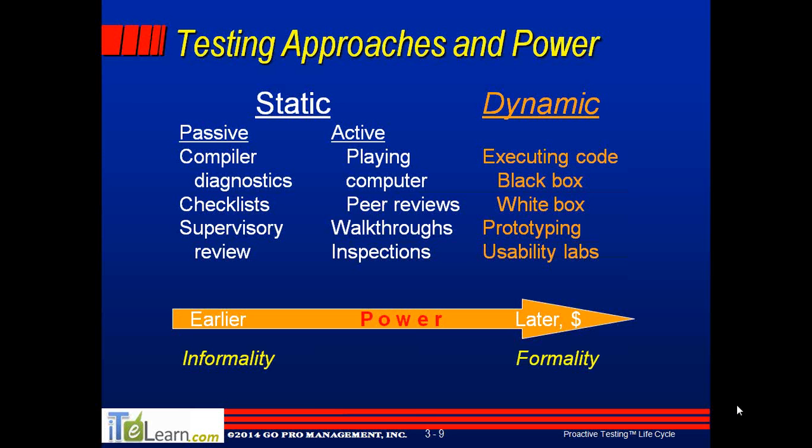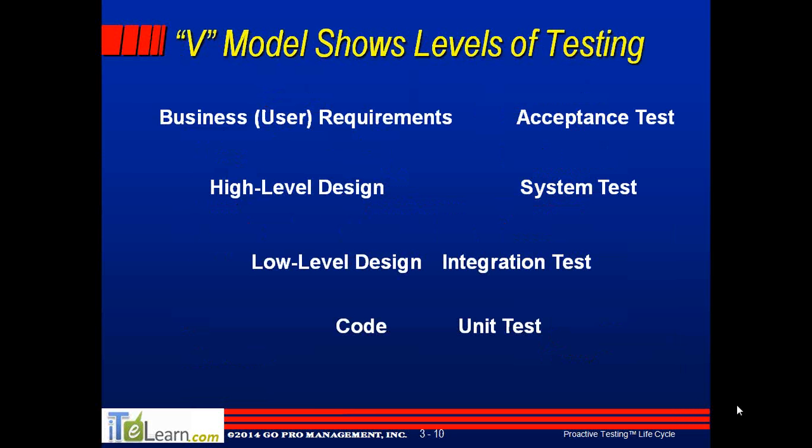And by the way, varying degrees of formality are also different CAT scans. The more formal you are, the more powerful, but the more expensive the testing is. The less formal, the easier and earlier you can do it, but the less powerful it is. But each of these techniques represents a different CAT scan. And so when we plan and organize our testing, we try to use a variety of these approaches, especially static approaches, so we can catch more of the problems earlier when they're easier and cheaper to fix.